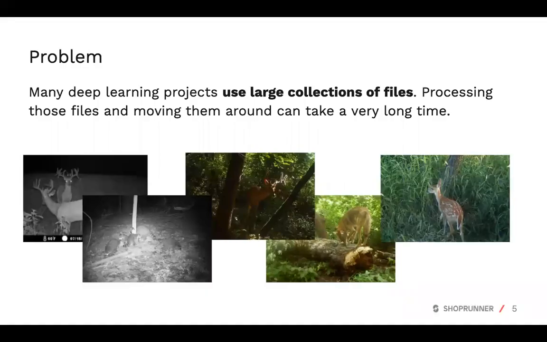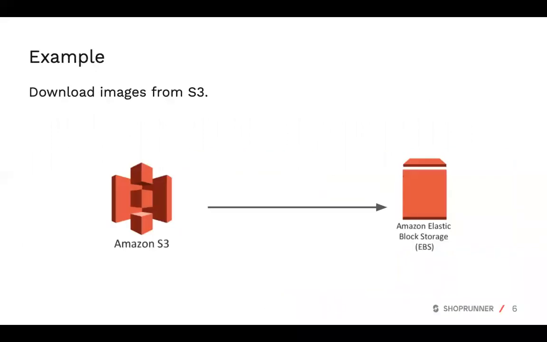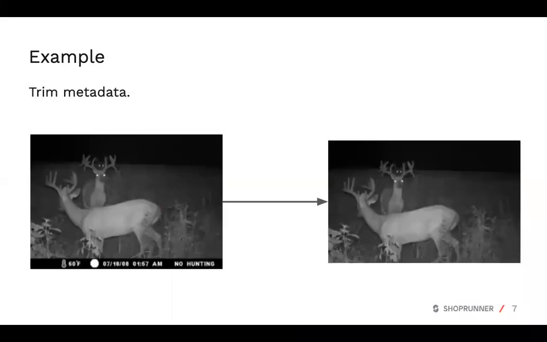Okay, so now getting into the content. First, I'm going to talk about ideas for managing data. One challenge, again, with deep learning projects in particular is that they often involve large collections of files. For autofocus, for instance, we have about 150,000 images. Processing these files and moving them around can take a very long time, even before you start doing deep learning. So some examples of things you might need to do. The images live on S3. You'll need to download them to wherever you're going to work on them. Just downloading 150,000 images can take like a day.